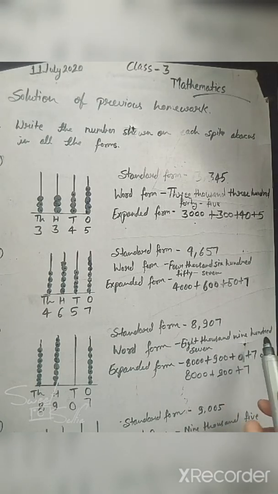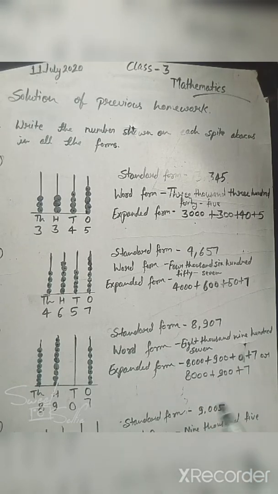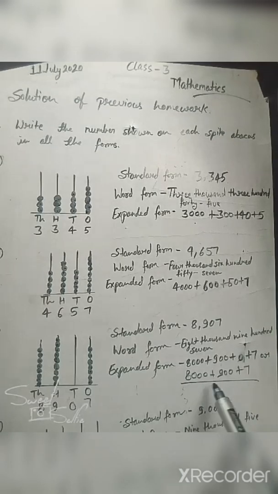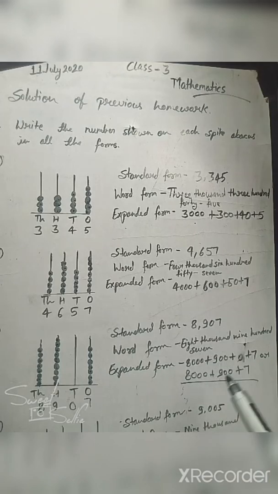Okay, so we will write it as 8907, and in expanded form 8000 plus 900 plus 0 plus 7. We can remove 0 from here. We can also write it in this form: 8000 plus 900 plus 7, because there is no meaning for 0. Okay, so 8000 plus 900 plus 7, because 0 at tens place, and when we multiply 0 with 10 we get 0.